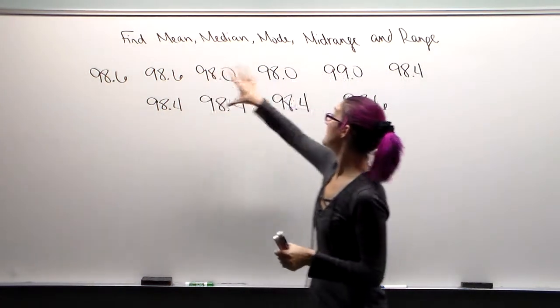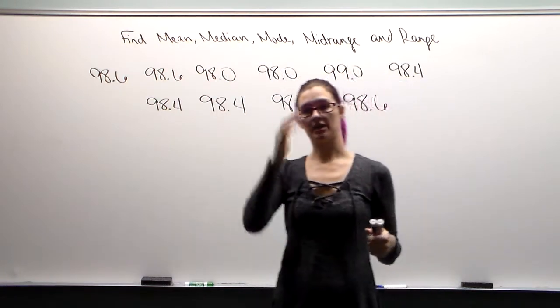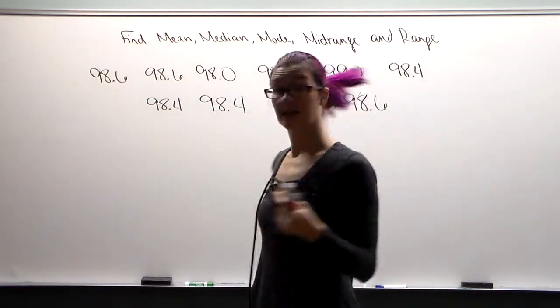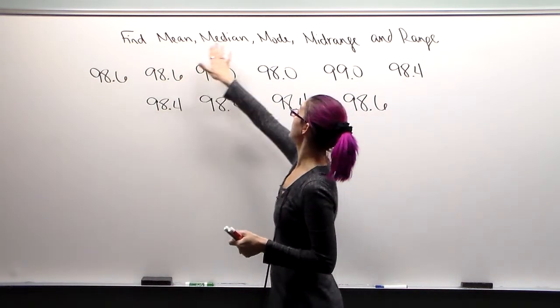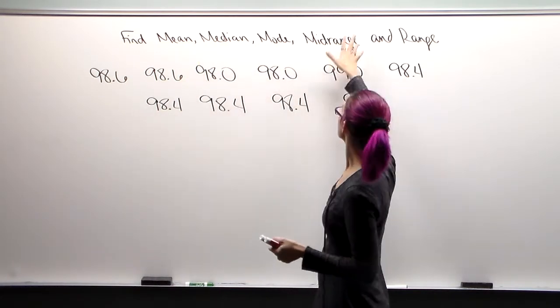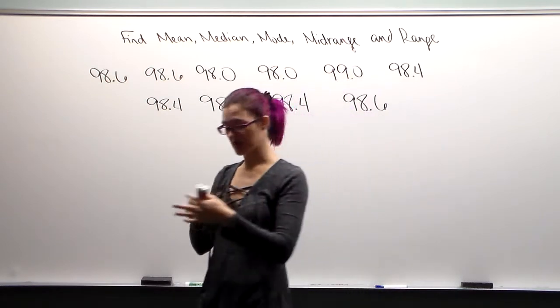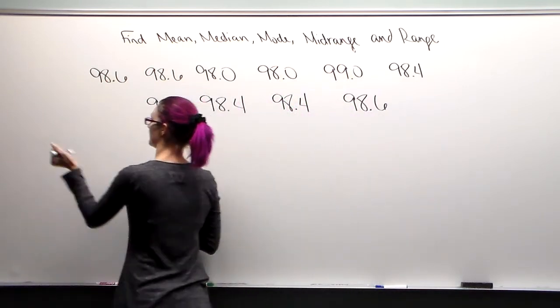So right now we're going to work on the mean, the median, the mode, the mid-range, and the range. This is a lot of stuff for data collection, and when you're trying to find the middle, that could be the mean, the median, or the mid-range. The mode's the most. And so we're going to start with the mean.